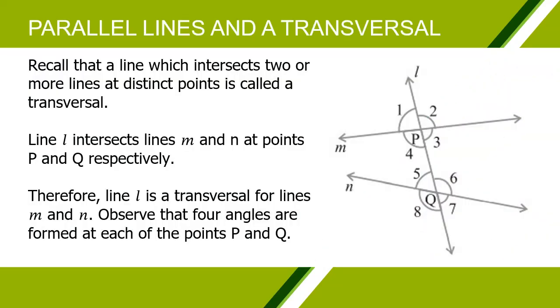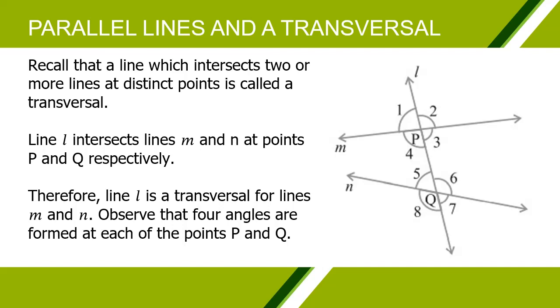Parallel lines and a transversal. Recall that a line which intersects two or more lines at distinct points is called a transversal, isn't it? In the figure, line L intersects lines M and N at points P and Q respectively. Therefore, line L is a transversal for lines M and N.